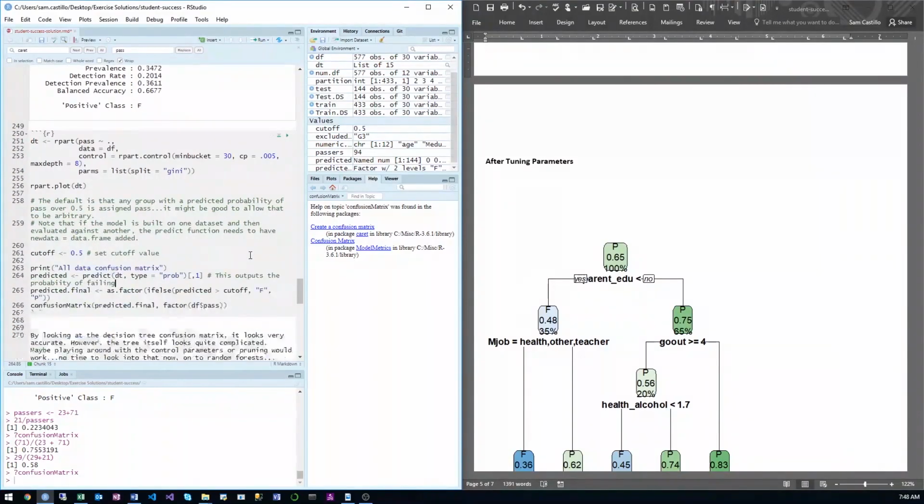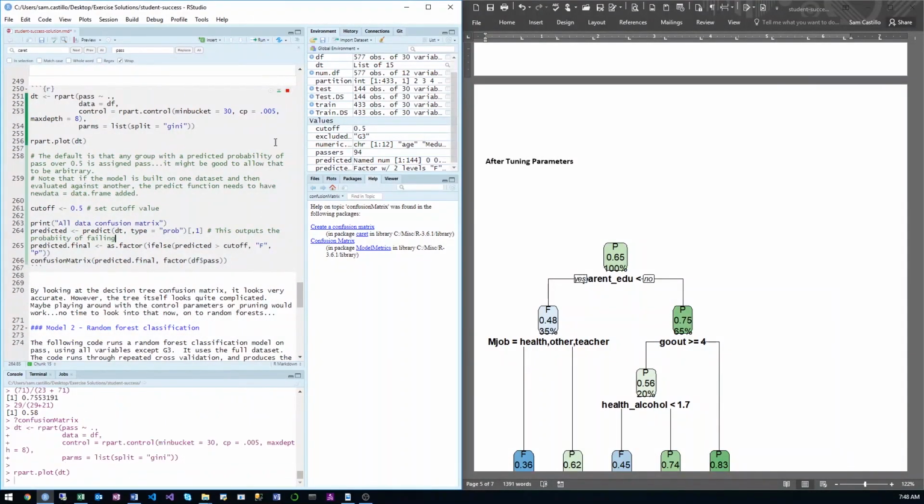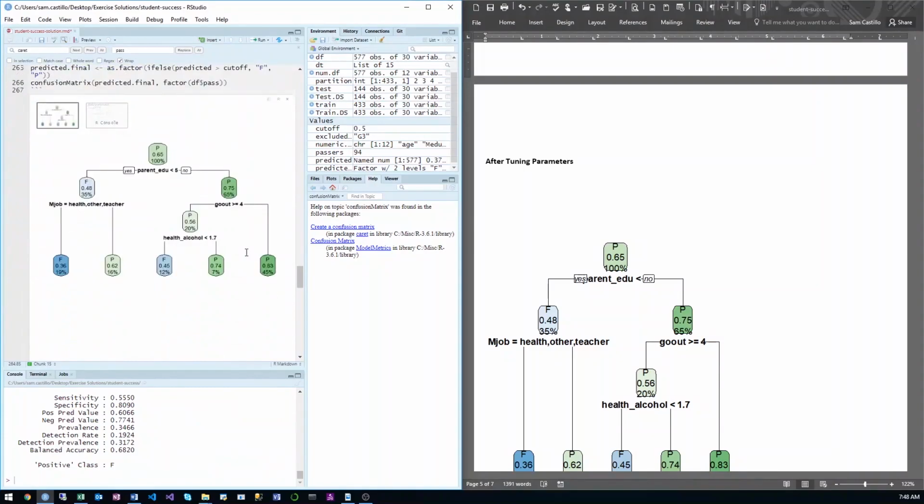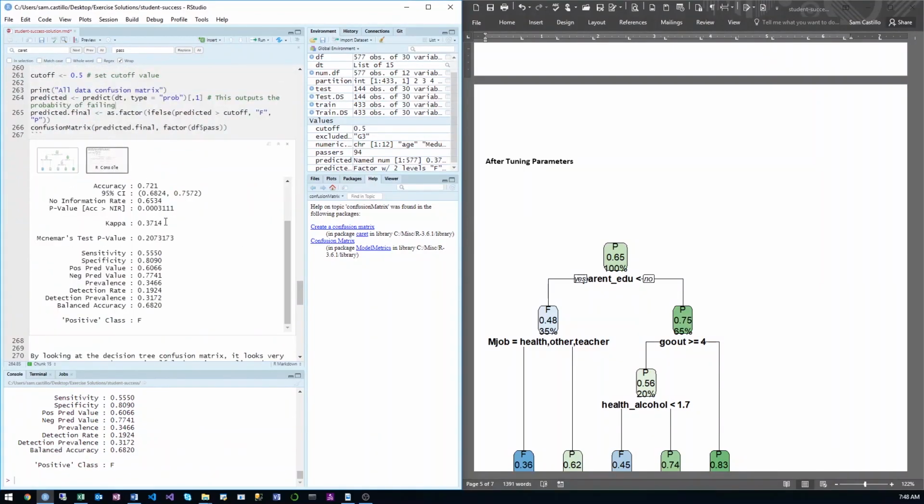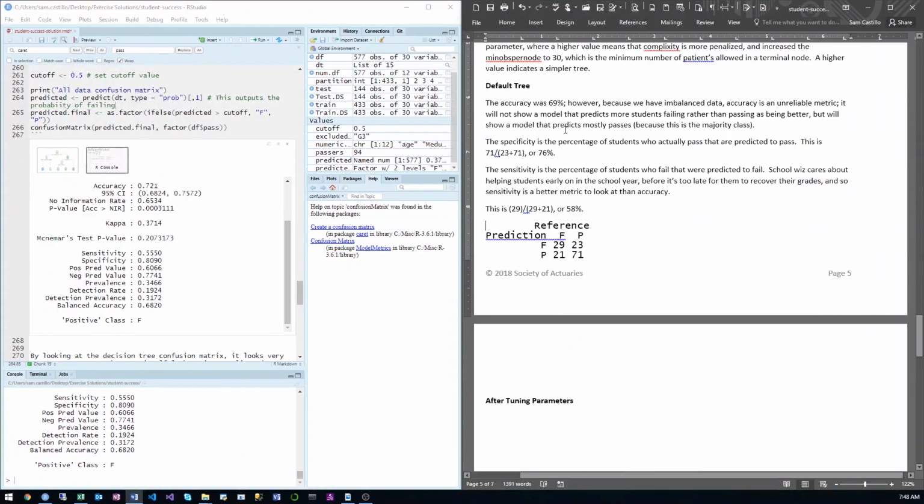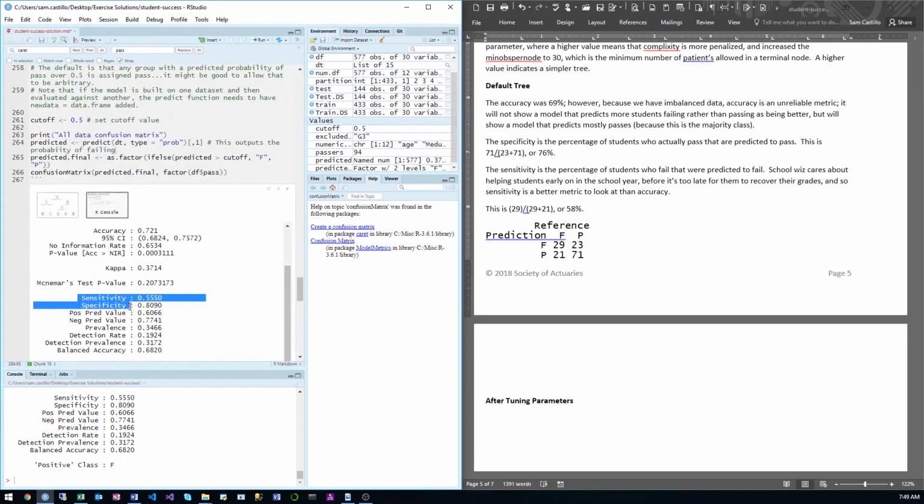However, we had another model. We can look at this one and see the accuracy is higher, 72%. The sensitivity is actually a little bit lower, 55%. The specificity is higher. So if you have higher accuracy and you just want to adjust the sensitivity or specificity, that means you should change the cutoff.